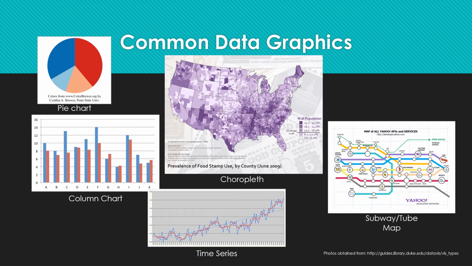Now here we have some of the most common data graphics that you've seen. I know you have seen. We have the pie chart, a column chart, a choropleth. I bet you didn't know what that thing was called, but especially around voting season, we see those. And then a subway or tube map, and I bet you didn't realize that that was even considered a data graphic. And then in the very bottom, a time series. It shows how data changes over a period of time.